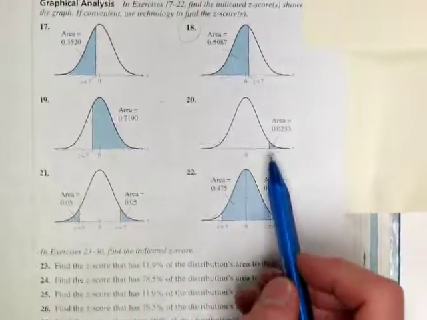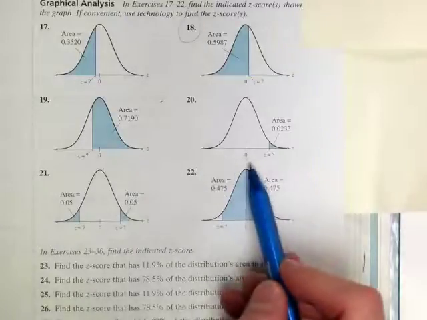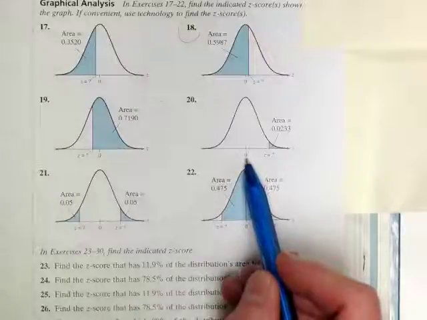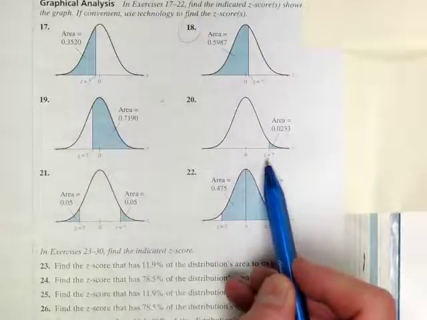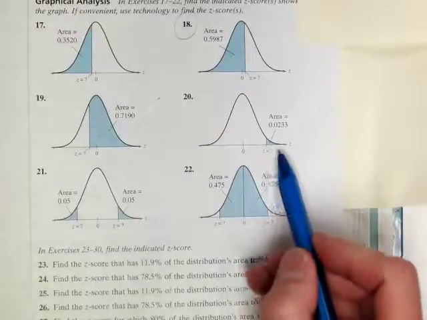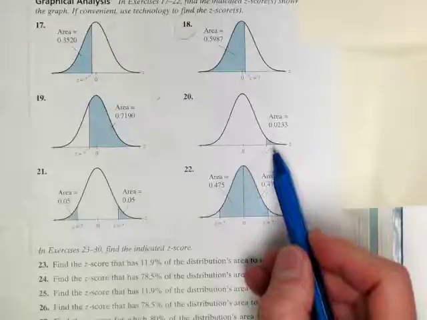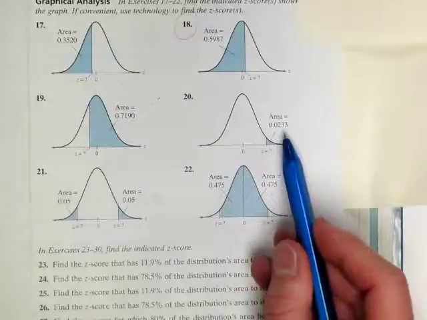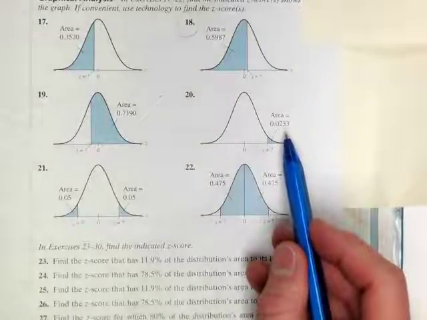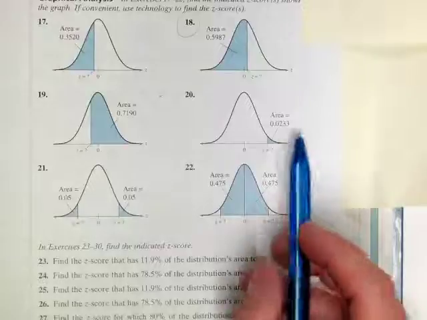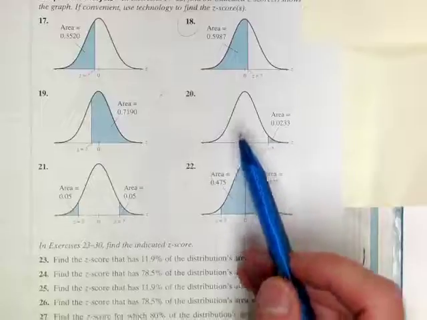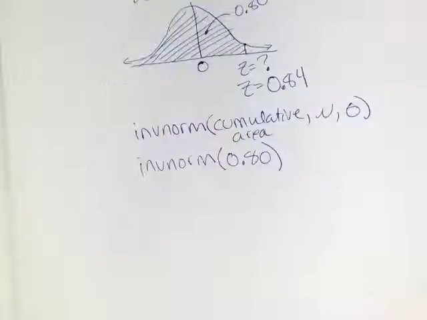Number 20. Let's take a look at this one. We're told that it's standard normal, and I can tell because 0 is in the middle, and they're using the notation z, which is reserved for standard normal. We want to know the z-score that separates an area in this upper tail of 0.0233. Now, the calculator and also the standard normal table read from negative infinity up to this point. So our input is not going to be 0.0233.